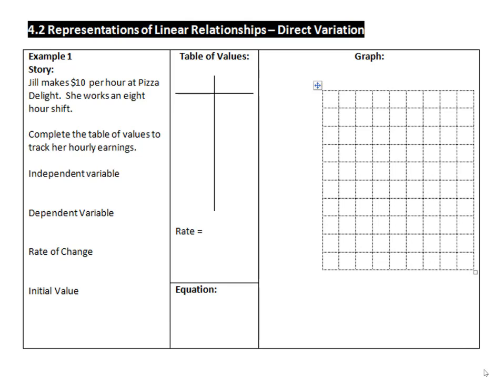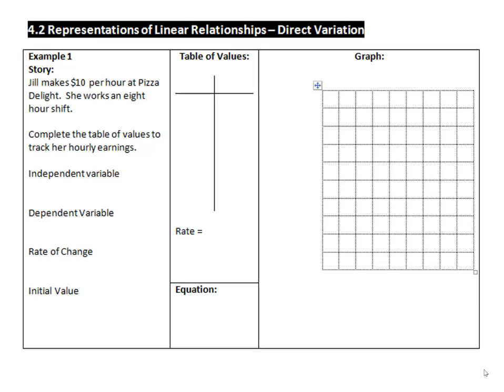This is Mr. Smith, and this is 4.2 representations of linear relationships, specifically direct variations. This is a quick one-page lesson. It is 2 slides, but it is 1 page. So this should go fairly quickly. There is a lot of writing on the 1 page, though, so we'll take our time to work through this.